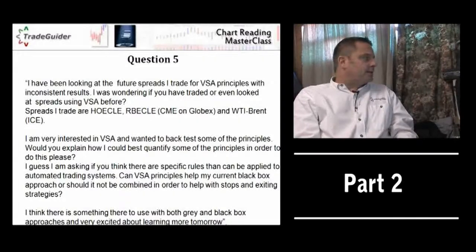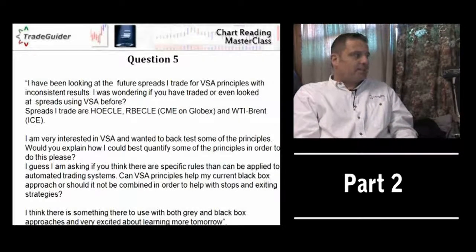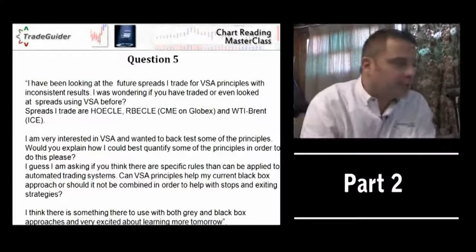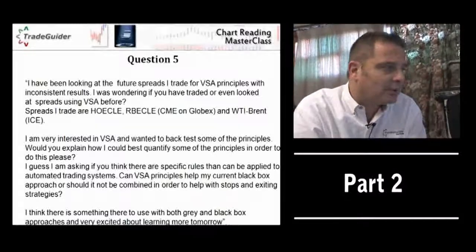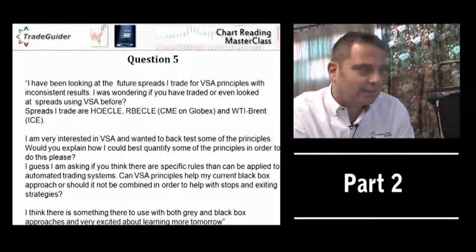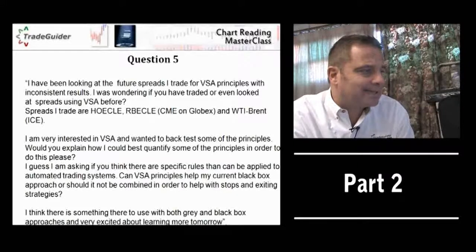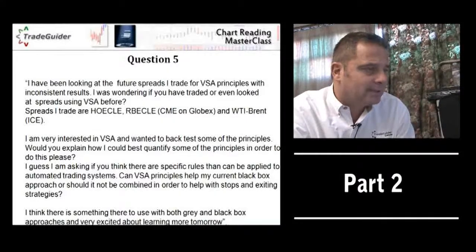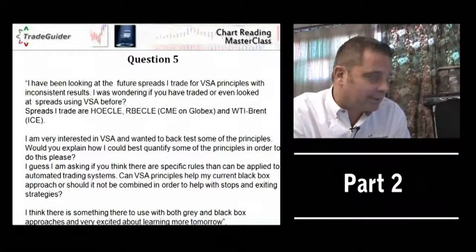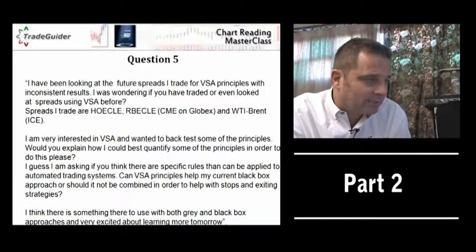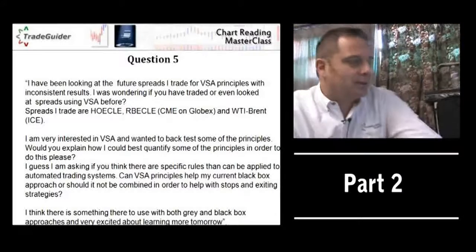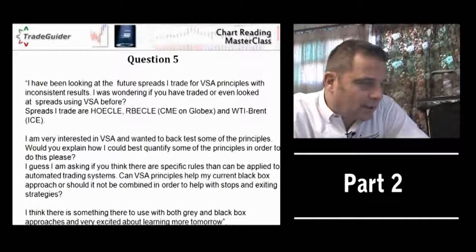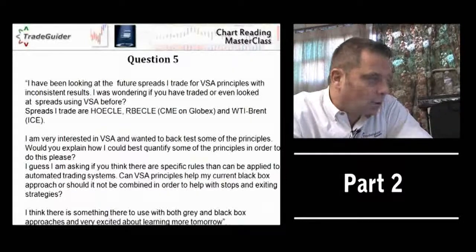Okay, question 5. I've been looking at the futures. The gentleman concerned just said thank you. So, I've been looking at the future spreads. I trade VSA principles with inconsistent results. I was wondering if you've traded or even looked at spreads using VSA before. Spreads I trade are the HO/ECL, the RB/ECL on the Globex, and WTI/Brent on the ICE exchange. I'm very interested in VSA and wanted to back test some of the principles. Would you explain how I could best quantify some of the principles in order to do this, please? I guess I'm asking if you think there are specific rules that can be applied to automated trading systems.